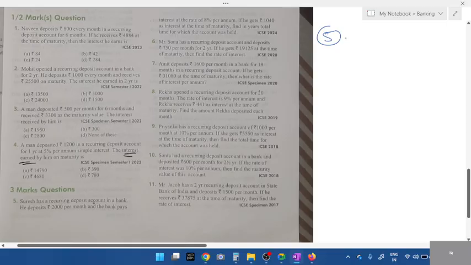Suresh has an RD account in a bank. How much does he deposit? What is principal, students? Principal is rupees 2000. And the bank pays him how much? The bank pays rate. What's the rate given? 8%. If he gets 1040 as what? What is this 1040? Interest. It is clearly given 1040 as interest. Rupees 1040. What do we need to find? Find the years. All of you will respond.